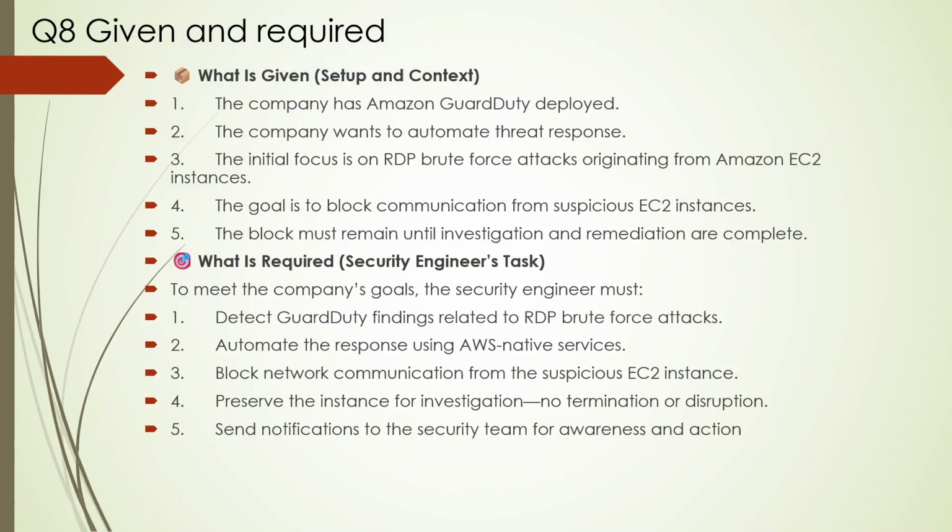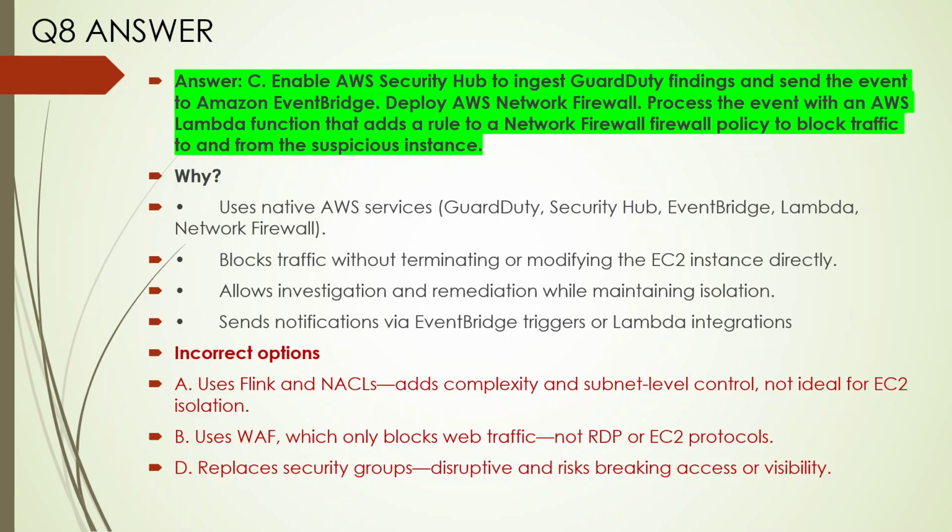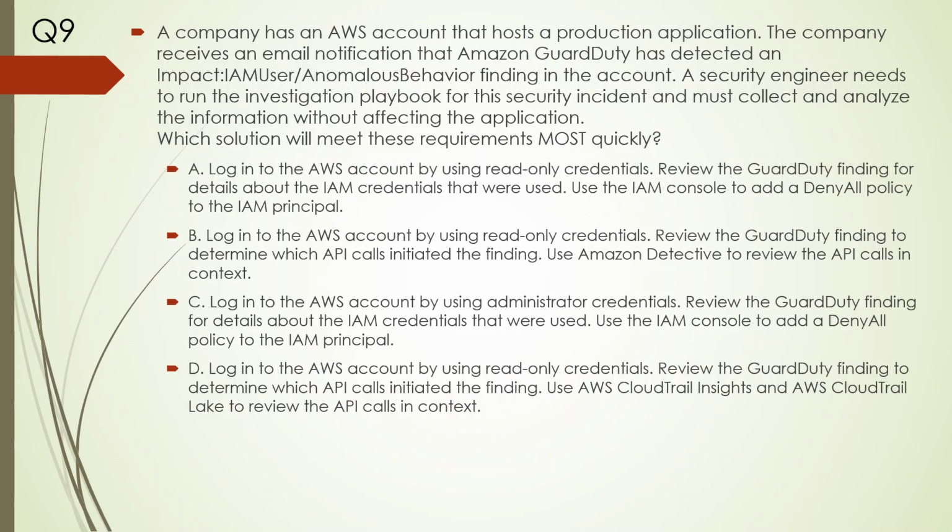Okay, that's for question number 8. Question number 9. A company has an AWS account that hosts a production application. The company received an email notification that Amazon GuardDuty has detected an Impact:IAMUser/AnomalousBehavior finding in the account. A security engineer needs to run the investigation playbook for the security incident and must collect and analyze the information without affecting the application. Which solution will meet this requirement most quickly?